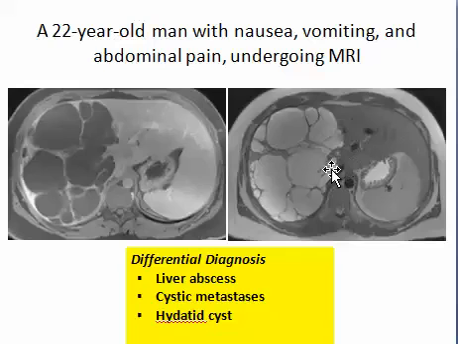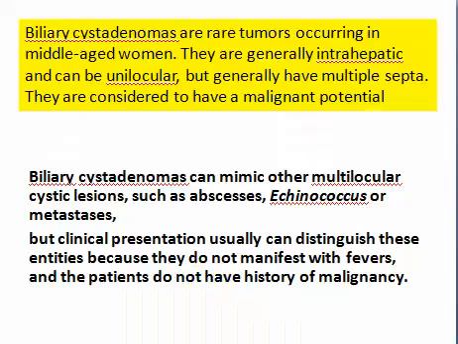We have multiple cysts with septa and bulging and soft tissue changes, soft tissue nodules. We will consider this as biliary cystadenoma. As we said, biliary cystadenomas are rare tumors occurring in middle age, generally intrahepatic, unilocular, but may present multiple septa.